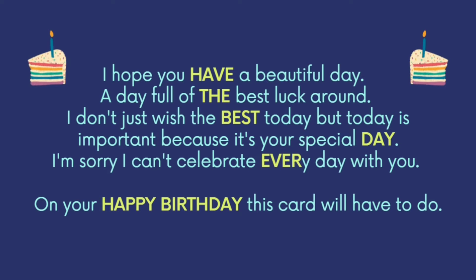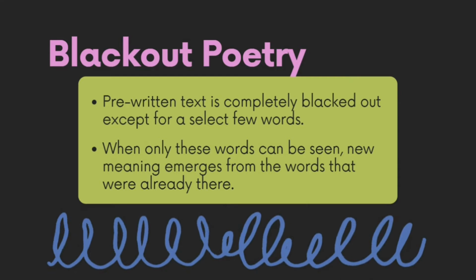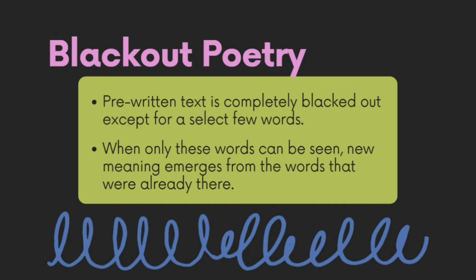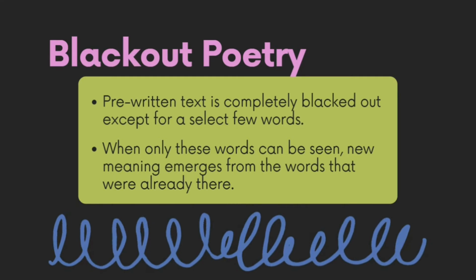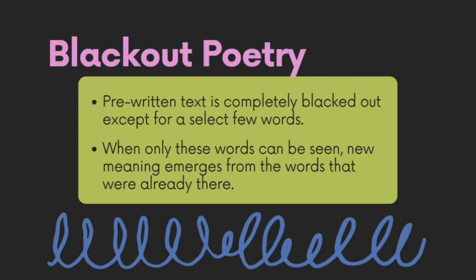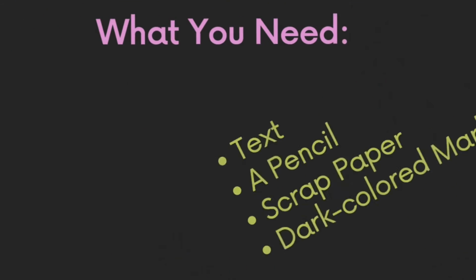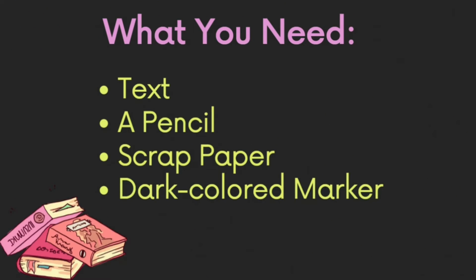Next, let's talk about blackout poetry. Blackout poetry is when a line of pre-written text is completely blacked out, except for a select few words. When only these words can be seen, a new poem emerges from the words that were already there. These are some examples of what blackout poetry looks like. You can see that sometimes the words are just simply blacked out, while other times people build designs or illustrations into the blackout.